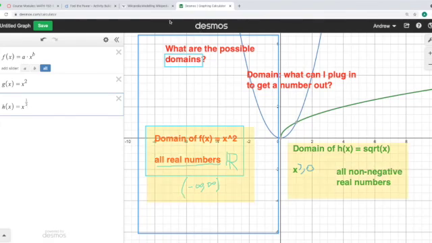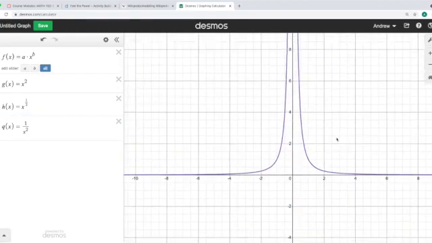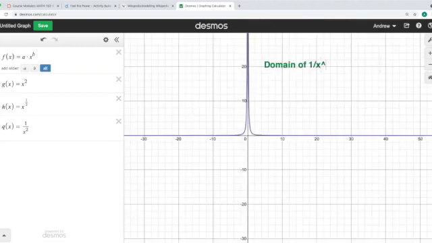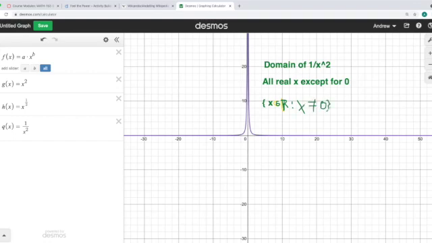And then, what's another thing that could happen? Well, I could look at the domain of u of x equals 1 over x squared. And that one's kind of interesting. It looks like I'm getting an answer everywhere, except there's weirdness at x equals 0 because I can't divide by 0. So the domain of 1 over x squared is all real x except for 0. Or you could say in set builder notation, if you're feeling like it, x in the real numbers such that x is not equal to 0. This colon means such that, so you could say x is a real number, x is not 0. This symbol means something is in something else. It's like a backwards E sort of.